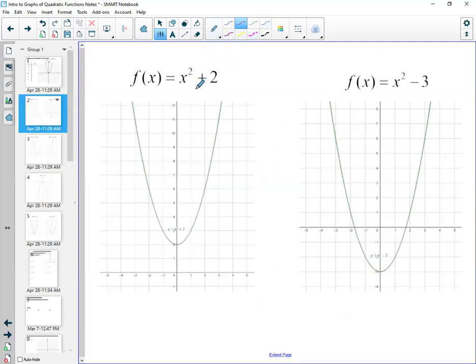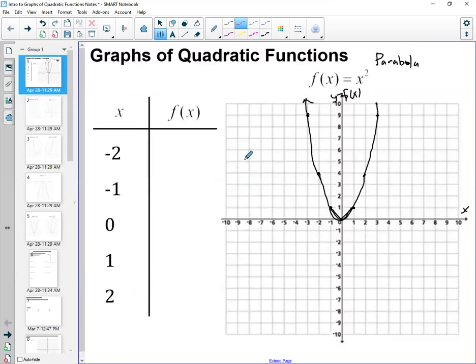So if I transform the x squared, actually, let me go back real quick. This is y equals x squared, or f of x equals x squared. This is called the parent function, because all the other functions are kind of like children of it. They're derived from it. So we start with this one, y equals x squared.